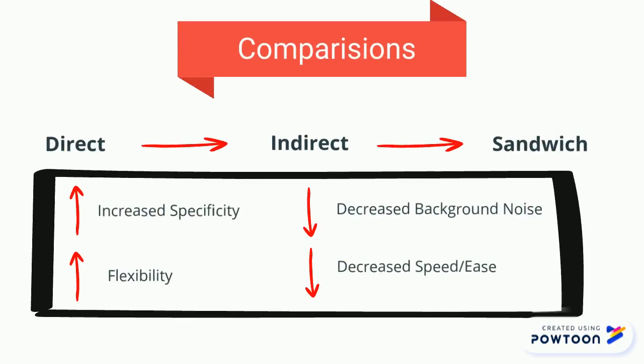Going from direct to indirect to sandwich ELISA methods, we see increased specificity of the antibodies available to use and the antibody complexes produced, along with increased flexibility of choosing between different antibodies to use within each method. In the same respect, we see decreased background noise, which is essentially non-specific binding of the antibodies to proteins other than the proteins of interest, and decreased speed and ease of the methods as there are increased steps going from direct to indirect to sandwich ELISA methods.